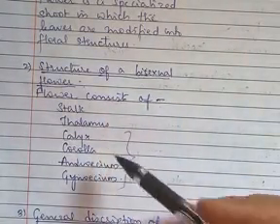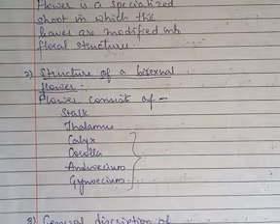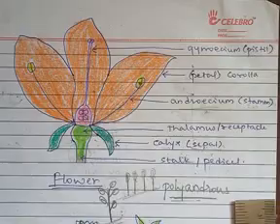When we talk about a typical flower, we find that the flower consists of parts like stalk, thalamus, calyx, corolla, androecium and gynoecium, out of which the last four, calyx, corolla, androecium and gynoecium, are very important parts of the flower. Okay, so let us study the structure of a typical flower.